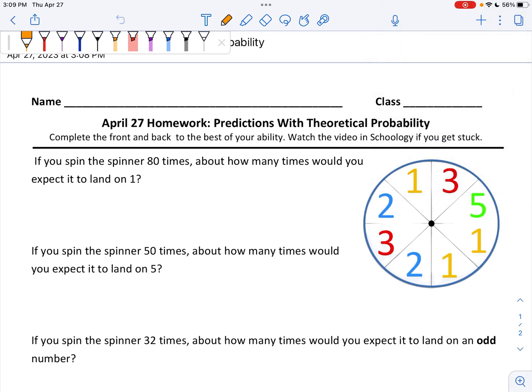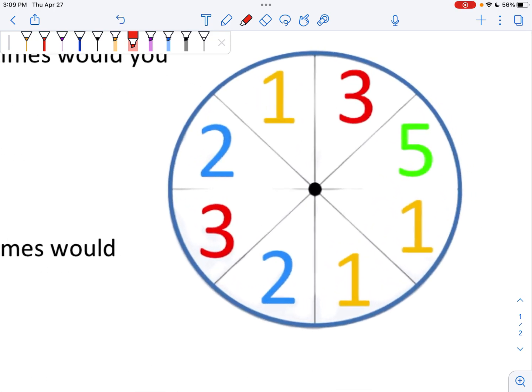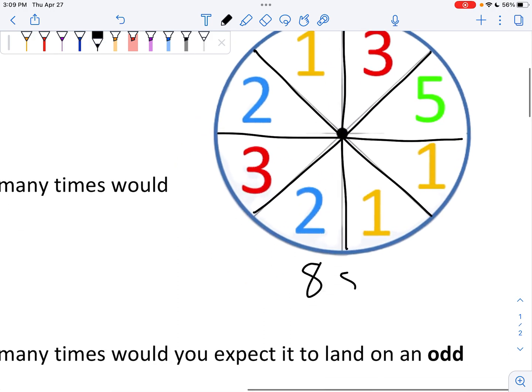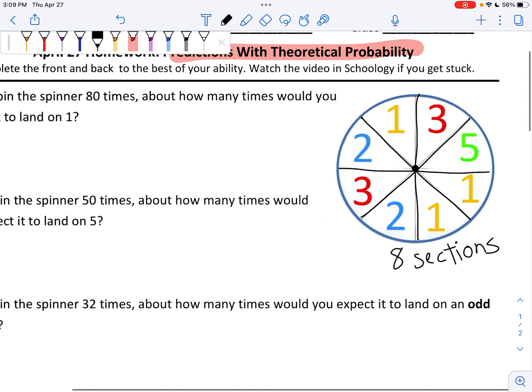Hello, sixth grade. Today we are making predictions with theoretical probability. So we're going to use the spinner right here, and you can notice that it is in, let's see, count them up. Looks to me like there are 8 total sections, which means when we are writing a fraction, our denominators have to be 8.